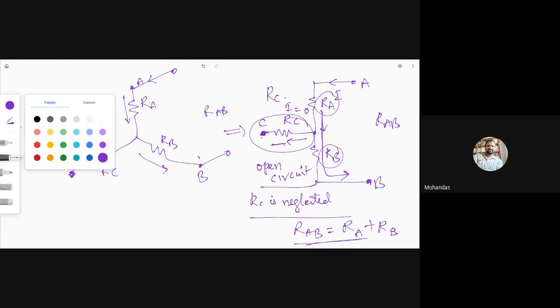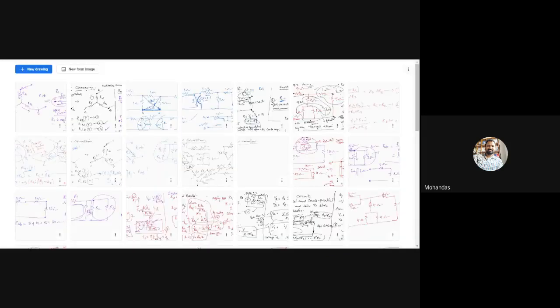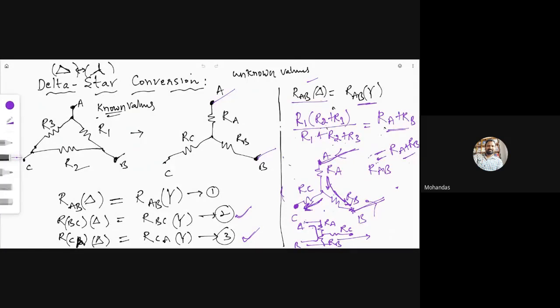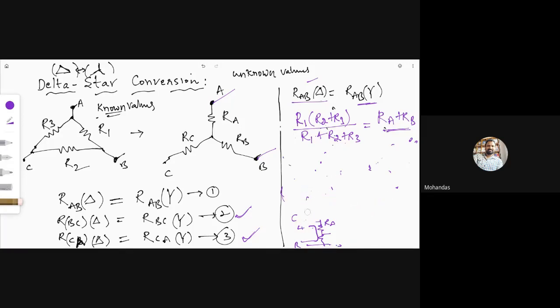In a similar fashion, let us take this as an equation. Let me finish this fast. There are 3 equations. Based on this, let us say this is equation 4, from equation 1. Now from equation 2, RBC delta equals RBC in star.